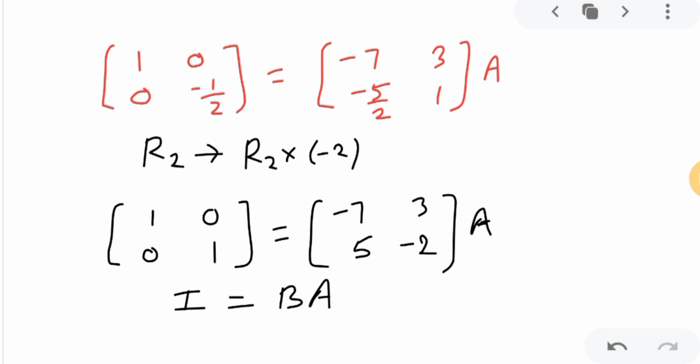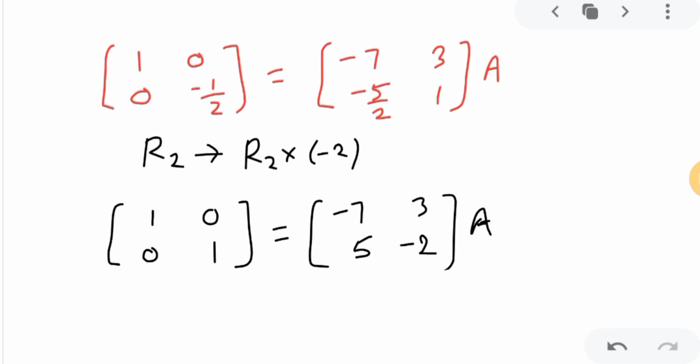So if I is equal to B into A, then B is nothing but A inverse. If this is the situation, then B is nothing but A inverse. In the starting I explained, if A into B is I or B into A is I, then B is equal to A inverse. So it means A inverse is nothing but this matrix. So either you can write this, or without writing this, whatever the result is there, you will call it A inverse. So our A inverse is this matrix: minus 7, 3, 5, minus 2. Minus 7, 3, 5, minus 2.